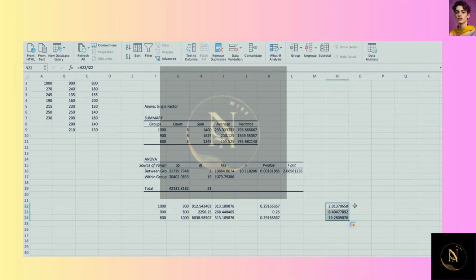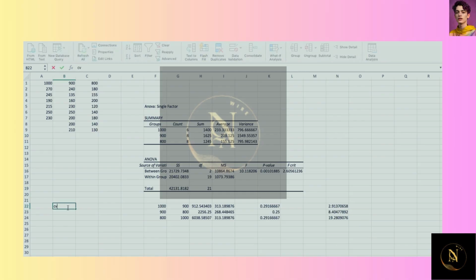So for the 1000 and 900 watt oven, we have 2.91 for our test statistic. And for the 900 and 800, we have 8.40. And finally, for the 800 and the 1000, we have 19.28. Okay, so the last thing we have to do is calculate our critical value, because that's how we are going to decide which pairs are significant.